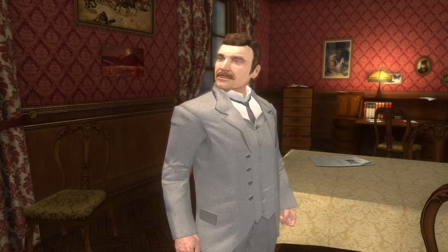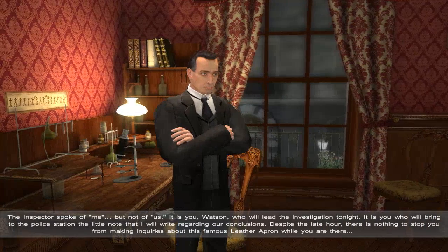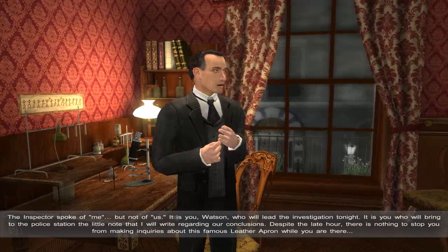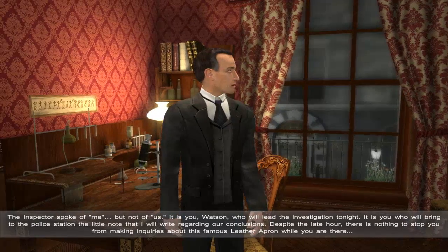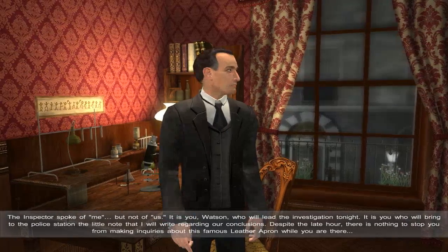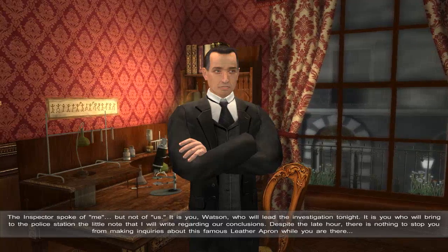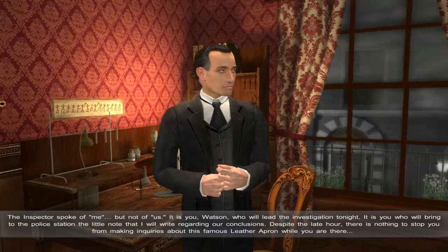How is that? The inspector spoke of me, but not of us. It is you, Watson, who will lead the investigation tonight. It is you who will bring to the police station the little note that I will write regarding our conclusions. Despite the late hour, there is nothing to stop you from making inquiries about this famous leather apron while you are there.